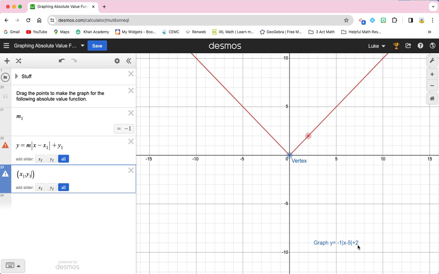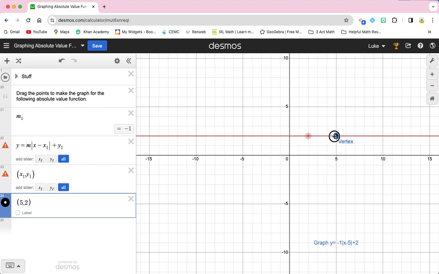All right. Now, what we have to do is with the x coordinate, we need to flip it. It's always going to be the opposite, but the y coordinate is going to be exactly what we expect it to be. So based off what I'm seeing here, I need to move this to the point 5, 2, because my x is minus 5, so I do the opposite. The y is plus 2. So now I move my vertex right there.